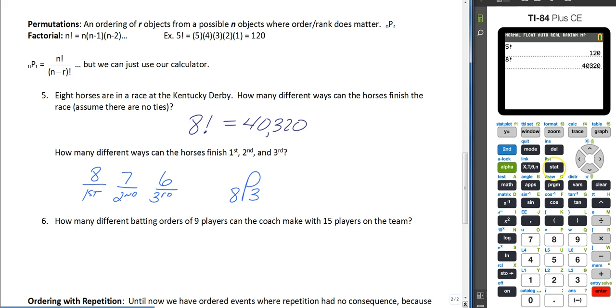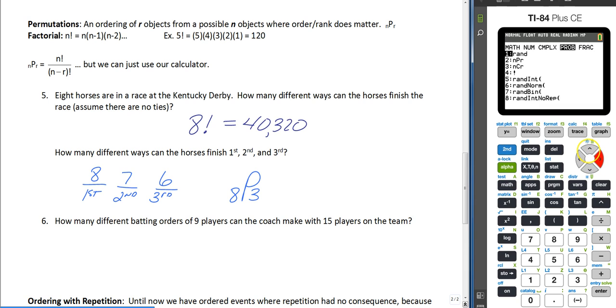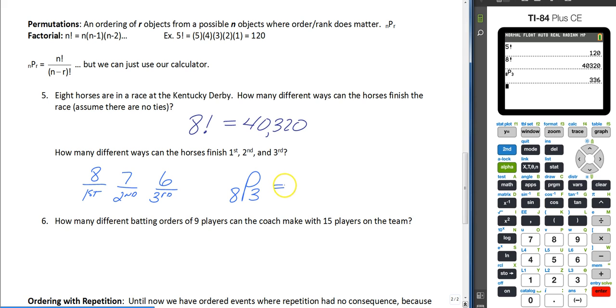So again, if you go to math and slide over to probability, you will see we have an nPr option, which is 2. And then you just have to fill in. There's 8 possible, and we want to permutate just the first 3 that come in, and we get 336. Okay, so knowing how to use a permutation in the calculator is going to save you a lot of time when you have a whole bunch of numbers, or a whole bunch of different ways things can happen.